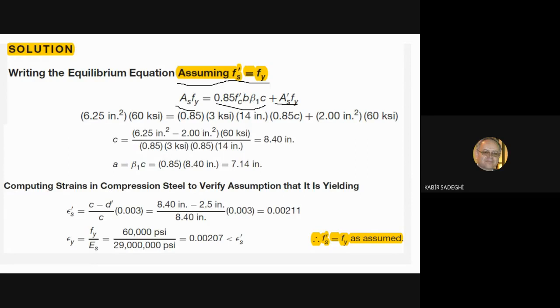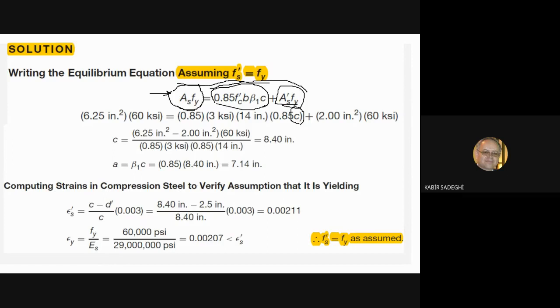and then you can say T equals C1 plus C2, or totally T equals C. Compression force equals the tension force. And here when we apply the values, you find the only unknown, which is C. And we find this C.